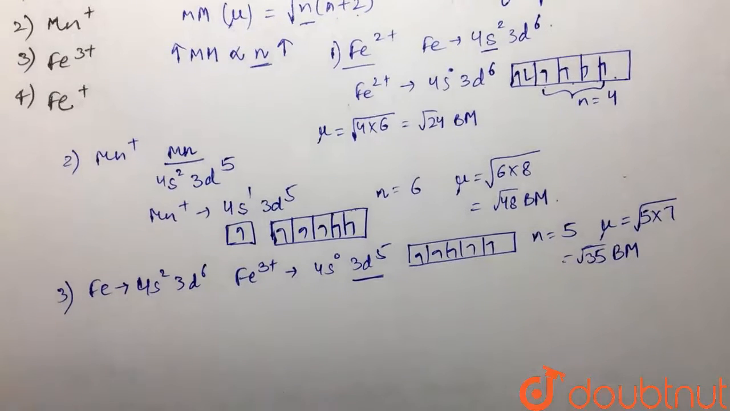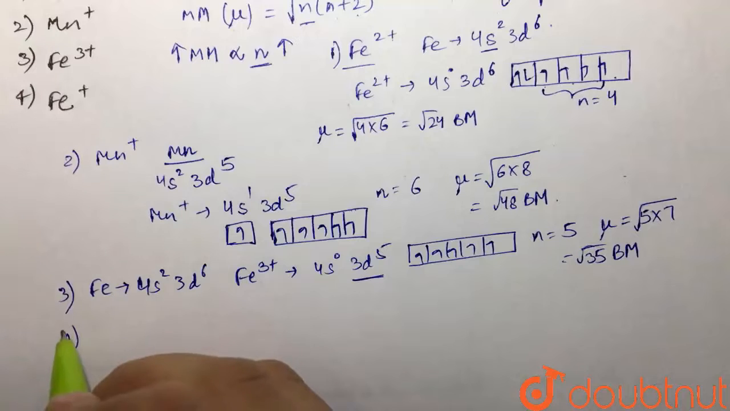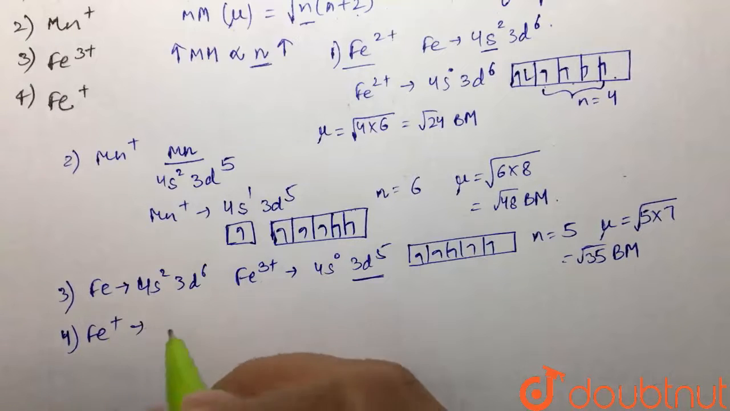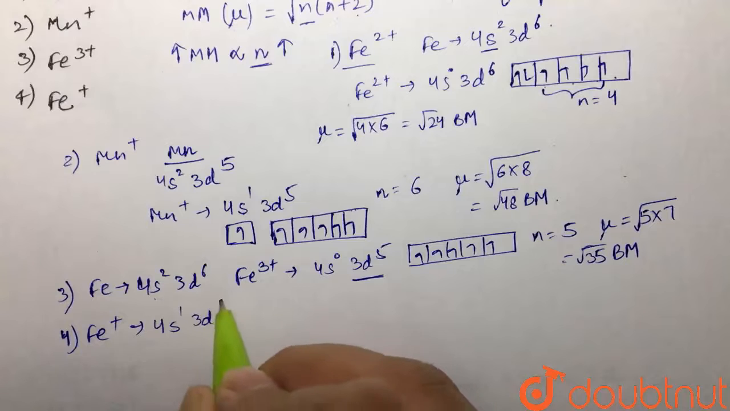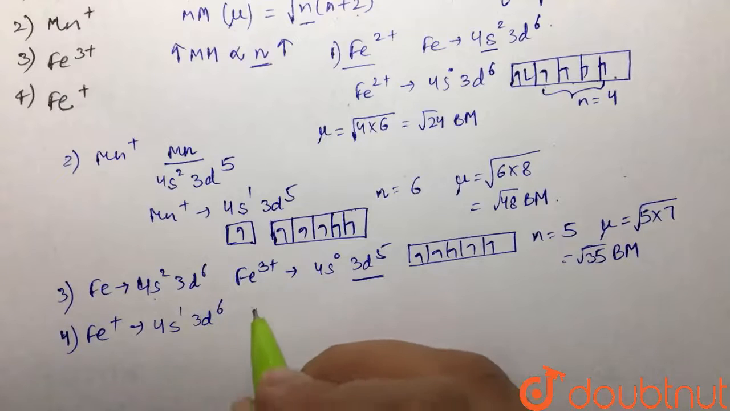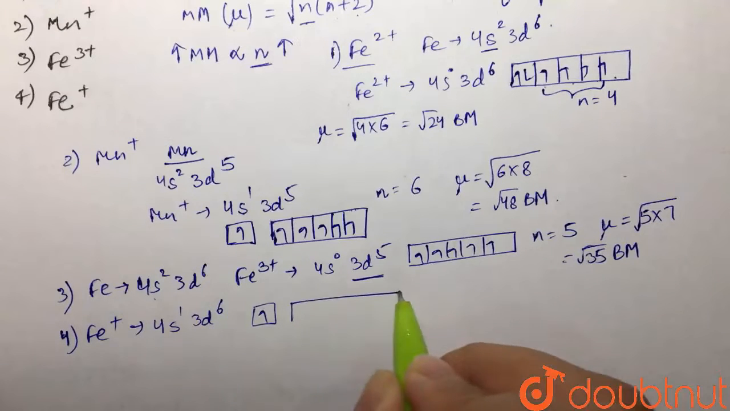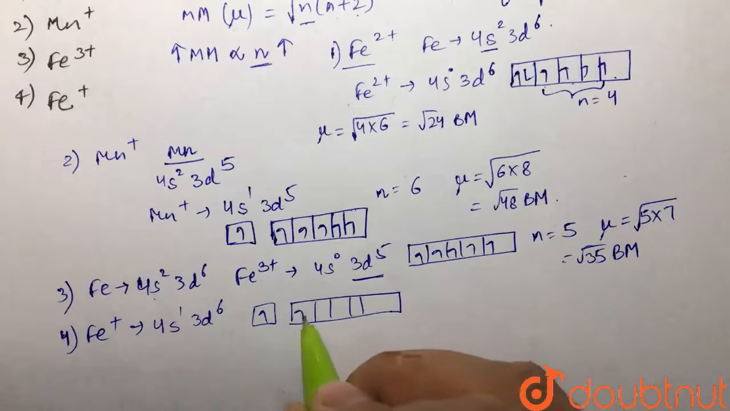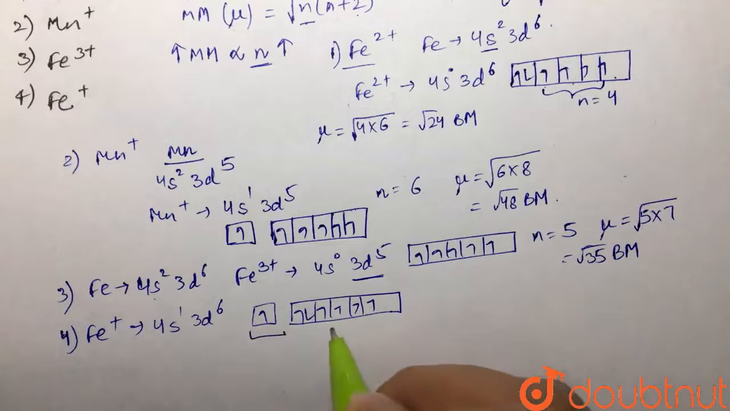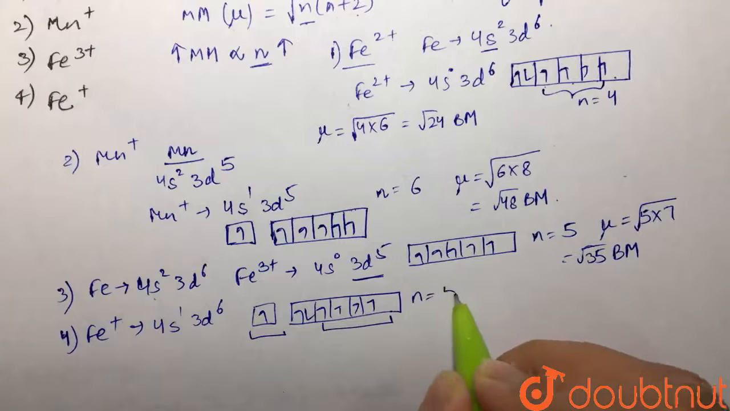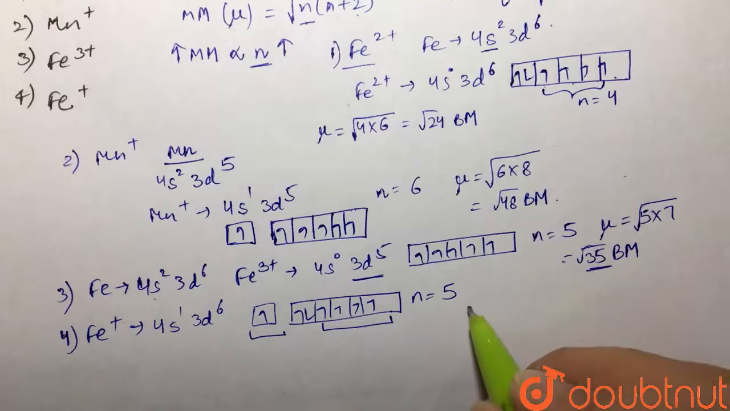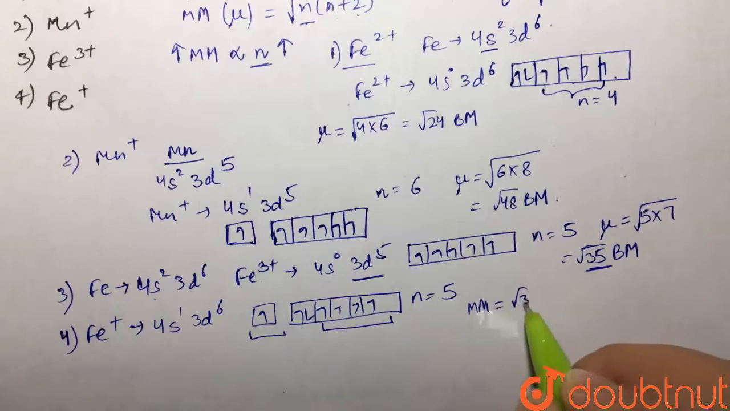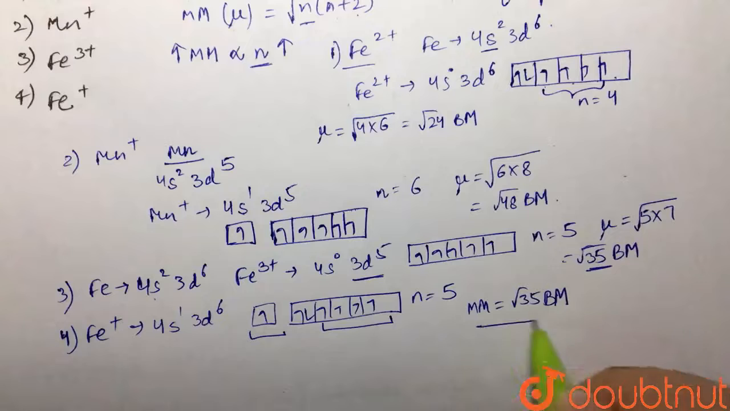And if we see our next case, which is Fe+, it would be 4s1 3d6. So we would have 1 unpaired electron in the s orbital, and then we have 6 electrons present in the d orbitals like this, giving 4 unpaired there. So the n value becomes again 5. So our magnetic moment again comes out to be under root 35 Bohr magneton, which is the same as the third case.